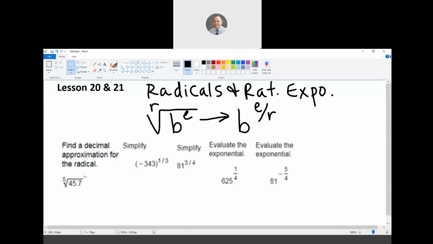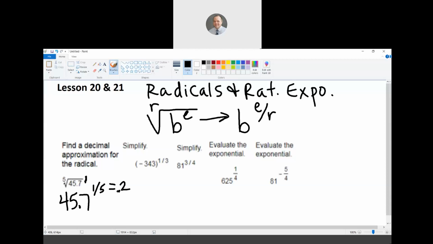45.7 is understood to be to the first power. Now, to rewrite this as a rational exponent, it would be 45.7 raised to the 1/5 power. Now, 1 over 5 converts to a terminating decimal. So if you want to change this to 0.2 before you put it in your calculator, that's a good idea.